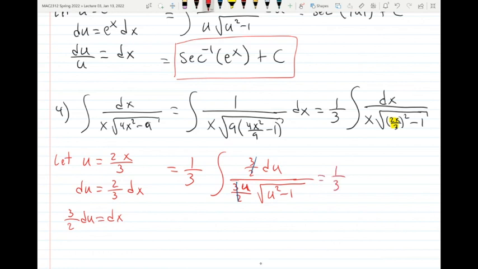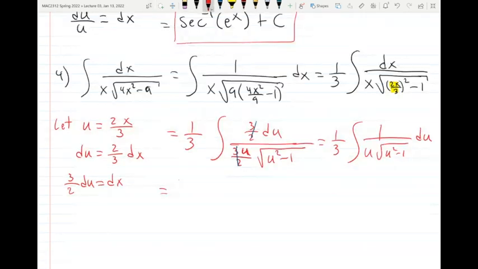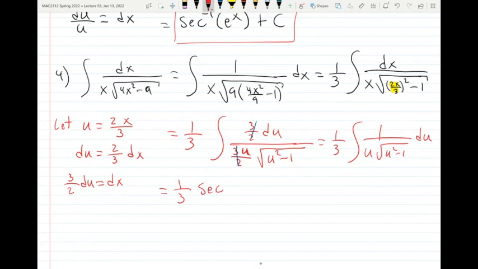So we get 1 over 3, the integral of 1 over u square root of u squared minus 1. And now we recognize that this is inverse secant, right? So this is 1 over 3, inverse secant of the absolute value of u. And this time I'm going to keep the absolute value because u is a linear function. And as you know, this is sometimes positive, sometimes negative, right? So it really depends. Actually, for x positive it is positive, for x negative it is negative.